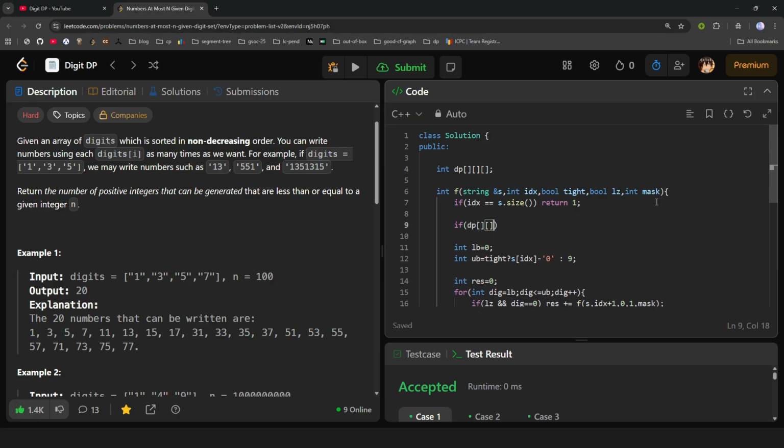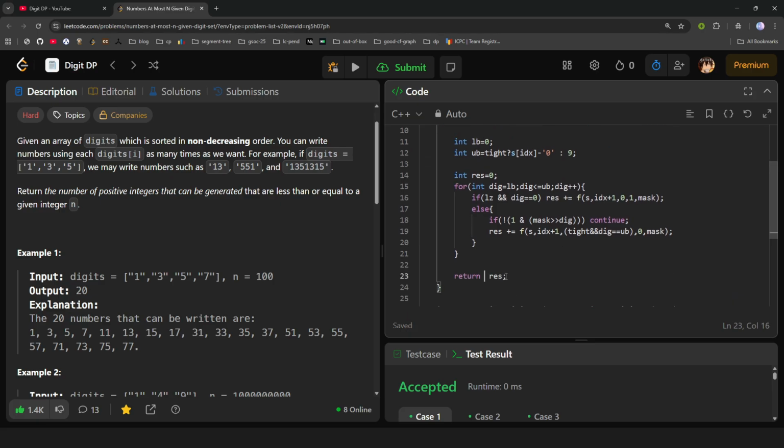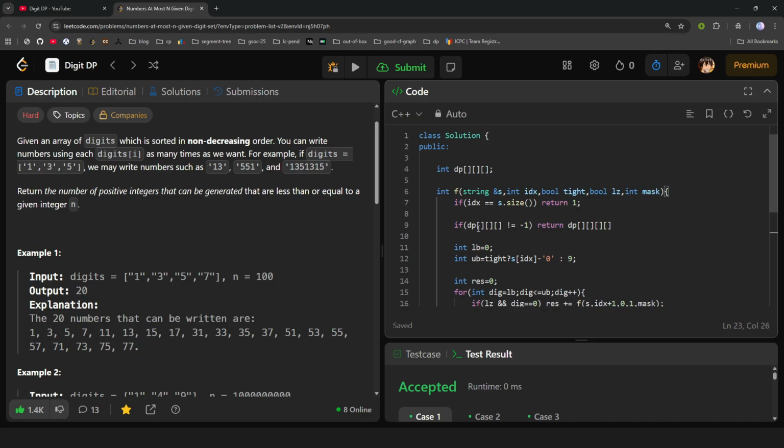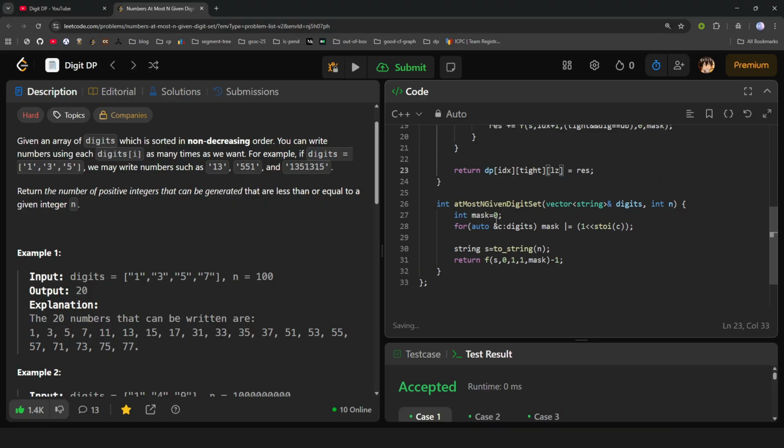if you have already seen this before, then it means that if its value is not equal to -1, then we have already seen it, right? So we will simply return that, otherwise we will store it here like this. So if I write here, this is nothing but idx, this is nothing but type, and this is nothing but lz. Same for this, right? And let us also do a memset here.